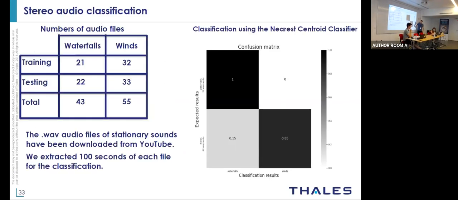Now, this is my last slide about the application to stereo audio classification. I tried to find stereo audio files, so two-dimensional real time series, and I tried to find stationary sounds. I found on YouTube some videos about waterfalls and winds, and then I downloaded the audio files and divided them between a training set and a testing set. I represented them in my product space, a product of Siegel disks, and then I classified them using what I call the nearest centroid classifier, which can also be called minimum distance to mean, a supervised version of the Cabanes. Here is the confusion matrix I obtained. Thank you for your attention.